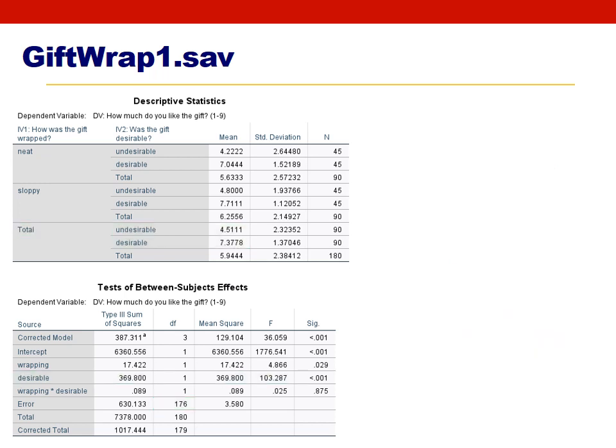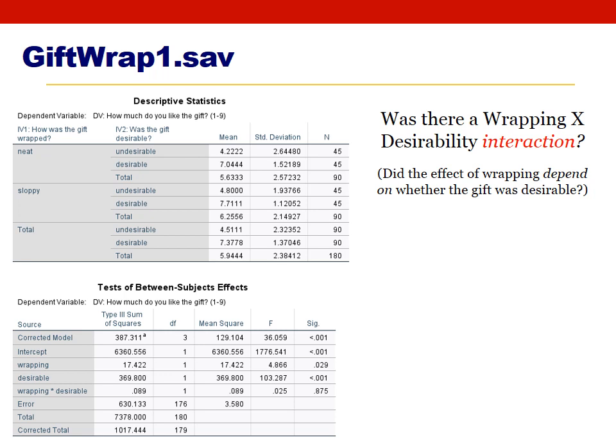What about the interaction? Did we find one here? And if so, or even if not, what does that tell us? Remember that we phrase interactions in terms of an interaction between the two independent variables. So here we would call this a wrapping by desirability interaction. What we really are trying to figure out here is whether people's liking of the gift depended on both how it was wrapped and what was inside the box.